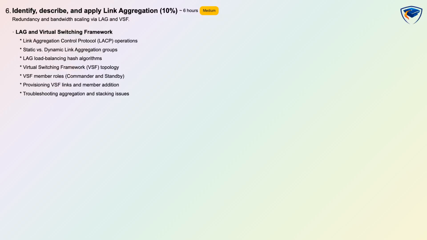Identify, describe, and apply link aggregation is weighted 10%, medium difficulty with 6 estimated learning hours and hands-on plus conceptual assessment. You will configure LACP and static LAGs, understand how load balancing hash algorithms affect traffic distribution, and provision virtual switching framework topologies. The curriculum includes VSF member roles, adding members and links, and troubleshooting aggregation and stacking issues to ensure redundancy and bandwidth scaling.